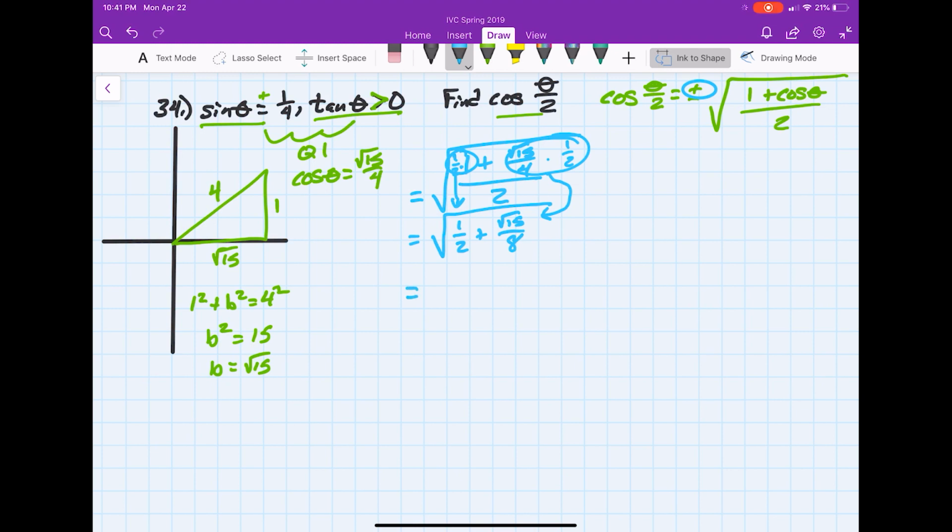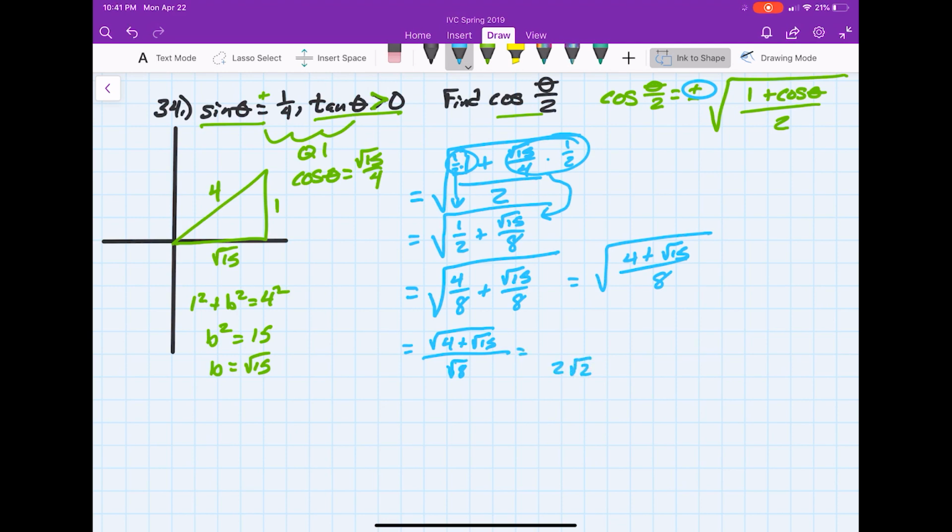So next, we are going to get like denominators. So this is 4 over 8 plus square root of 15 over 8. Then that, written a little bit nicer, would be the square root of 4 plus square root of 15 over 8. And then again, split those up even a little better, would be the square root of 4 plus square root of 15 over the square root of 8, which would ultimately give us the square root of 4 plus square root of 15 over 2 square root of 2.